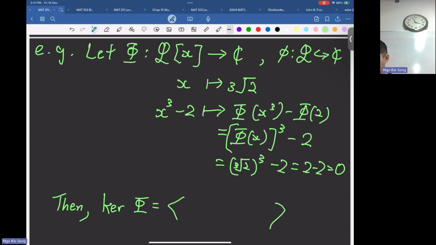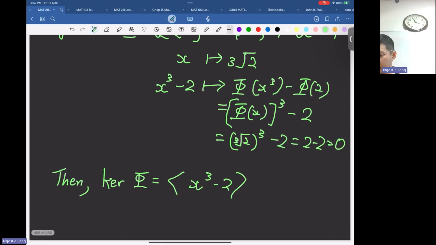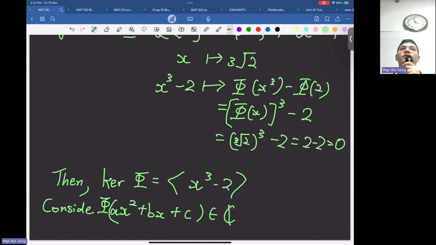Yes, this polynomial here. This is the smallest degree polynomial that will get sent to 0. You can try a smaller degree. For example, consider ax squared plus bx plus c. If you send this across to C, can you get 0 or not by any means? What do you get here?